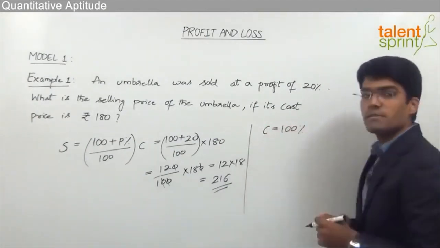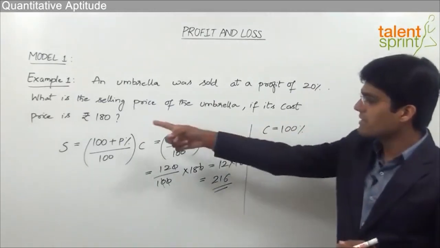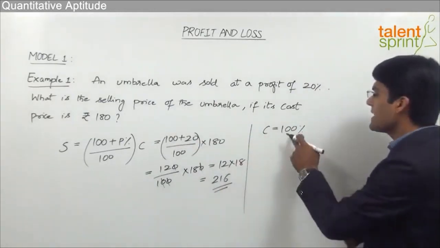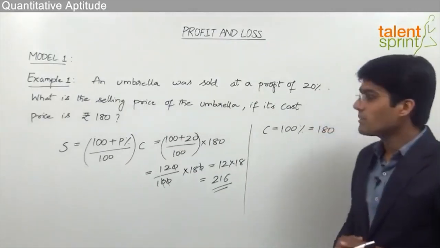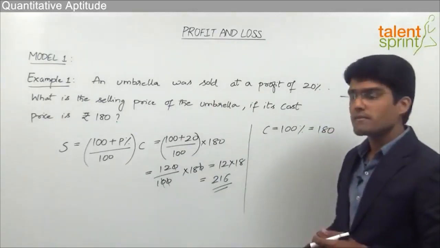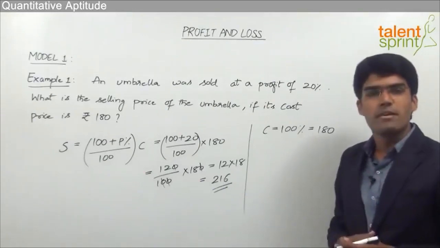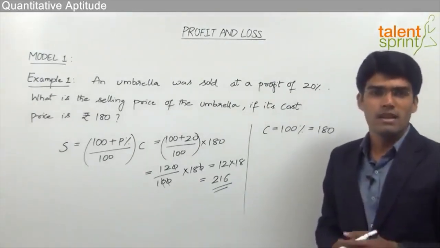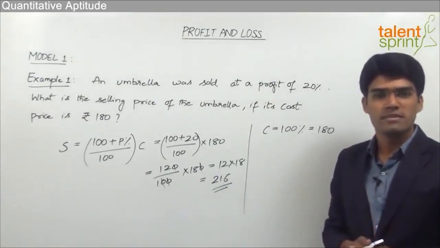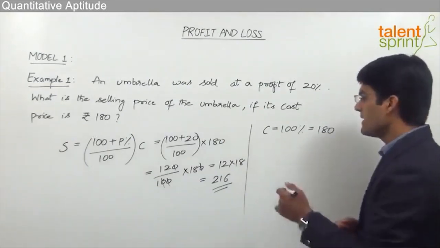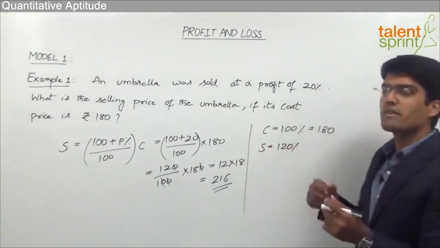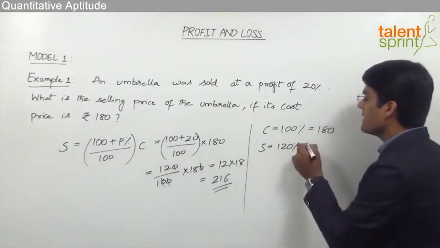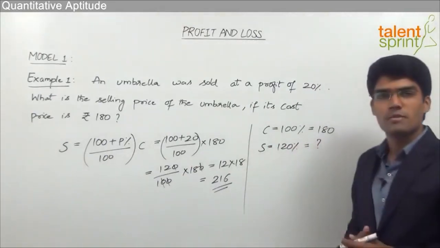Otherwise, instead of using the formula, what we can simply understand here is the cost price is always equivalent to 100%. And the cost price in the given question is rupees 180. So we can say that 100% is equivalent to 180. And we are supposed to find out the selling price. When the profit is 20%, selling price has to be 100 plus 20, that is 120% as discussed earlier. So here we can say that selling price is equal to 120% because the profit is 20%.